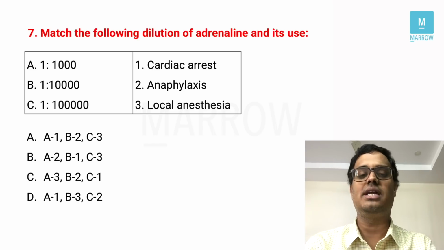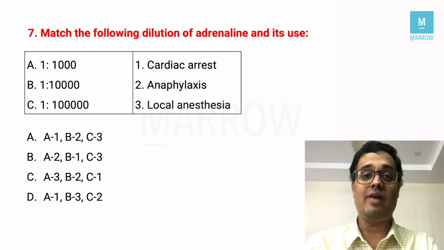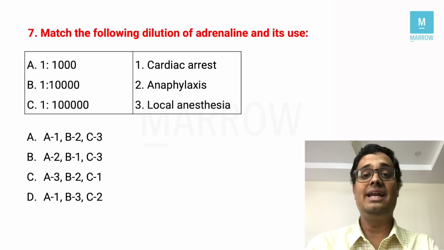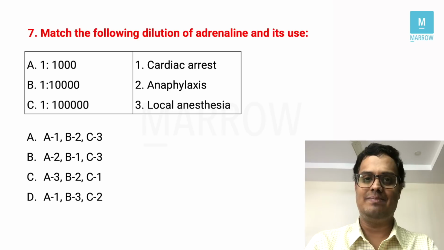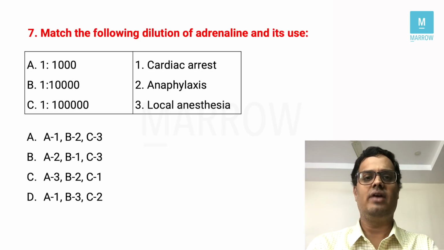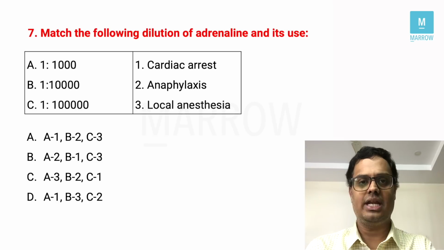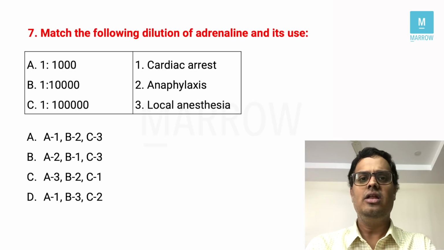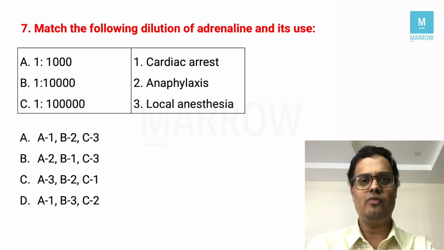Yes, most of the times, somewhere or other it is corresponding. 1:2 lakh is what we generally use because it contains 5 micrograms of adrenaline per ml. When we make it 1:1 lakh concentration, it will become 10 micrograms per ml. So mostly, just by using logic, you can get it right. 1:1 lakh is in local anesthetics.